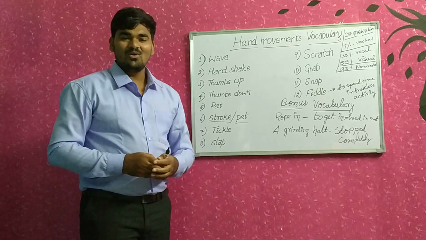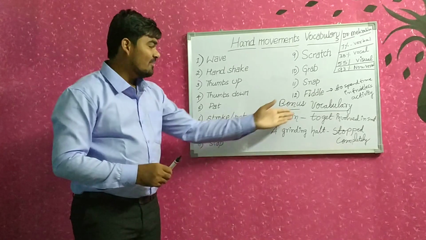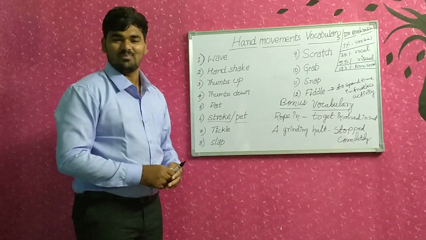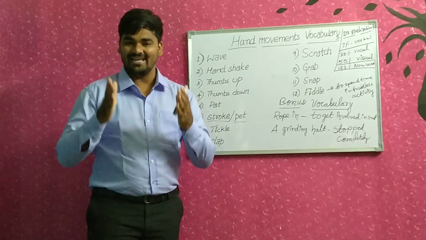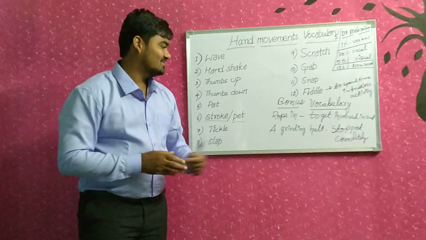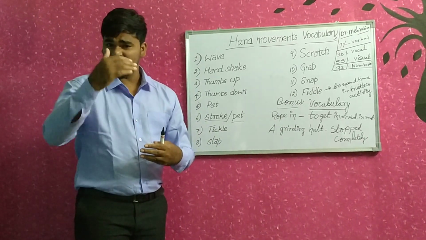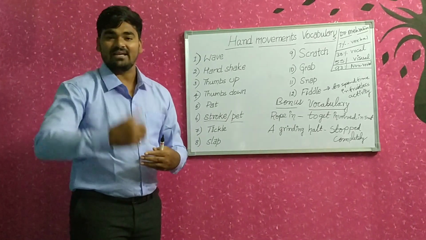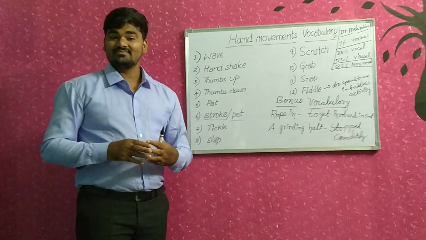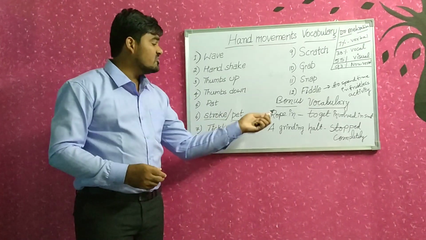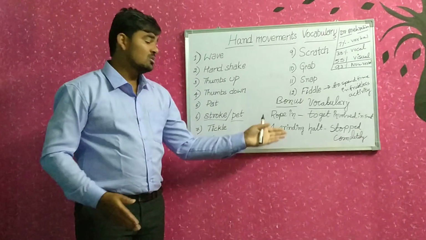Right. So, apart from these 12 vocabulary, I would like to also give the bonus vocabulary. Look at the bonus vocabulary. Rope in. What do you mean by rope in? Rope in means to get involved in something. Have you ever got involved into anything? At the time, you can use the word roping, or you can use a phrase called roping.